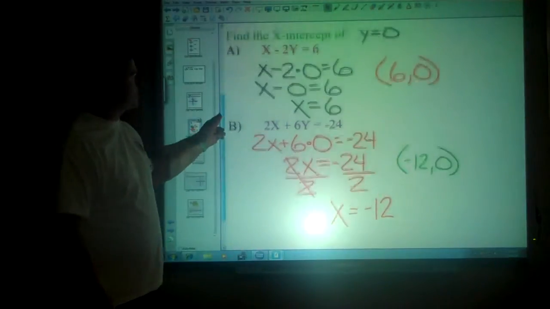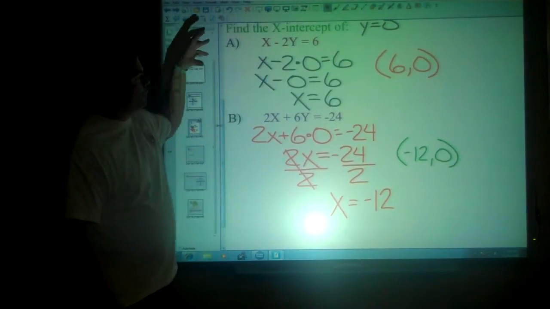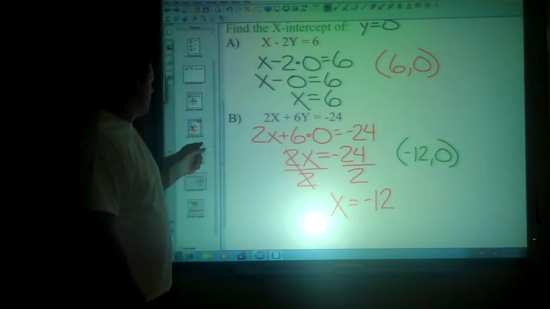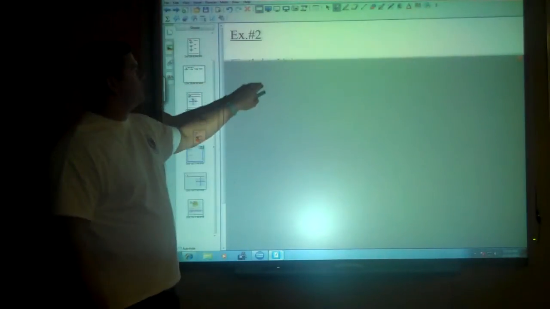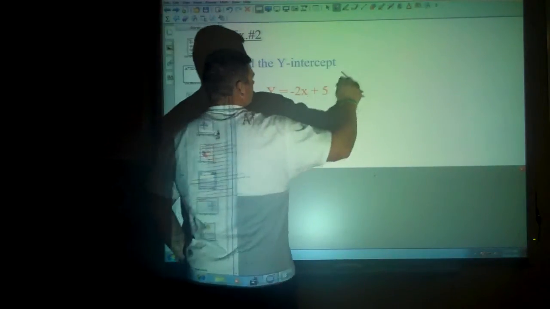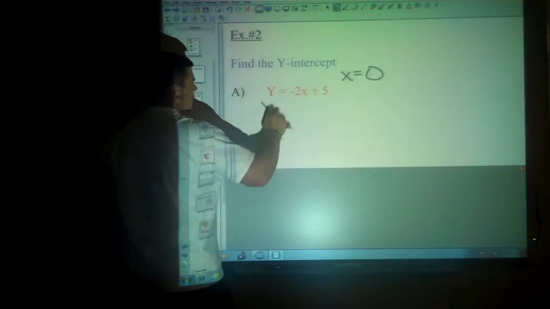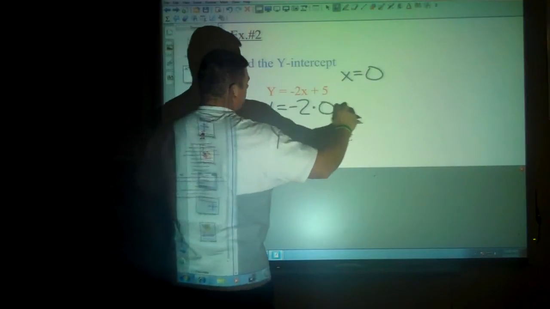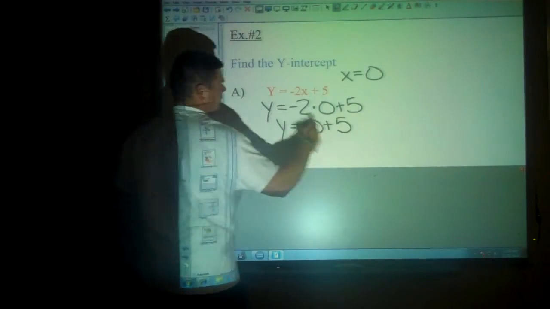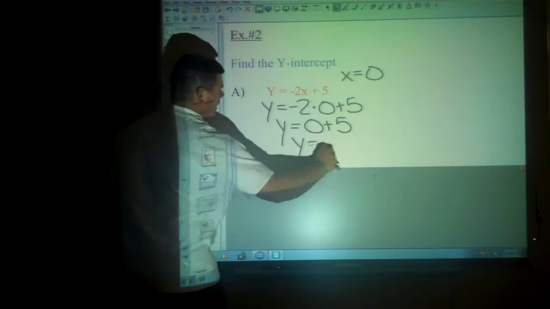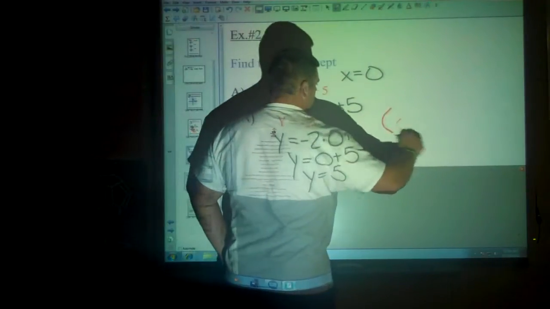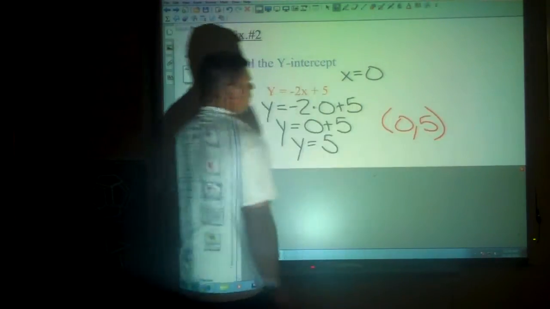So finding the x-intercept is rather easy, as long as you remember to put the 0 in for y and concentrate your efforts on solving for x. Now the flip of this, if you want to find the y-intercept, then x equals 0. And now y equals negative 2 times 0 plus 5, which means y is equal to 0 plus 5, because negative 2 times 0 is 0, and y equals 5. As a coordinate, your x value is 0, so that would be 0, comma, 5.